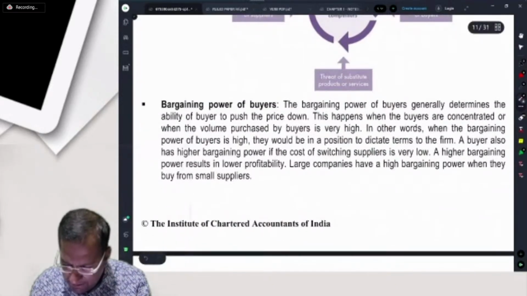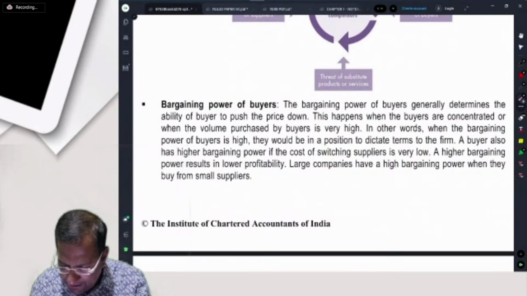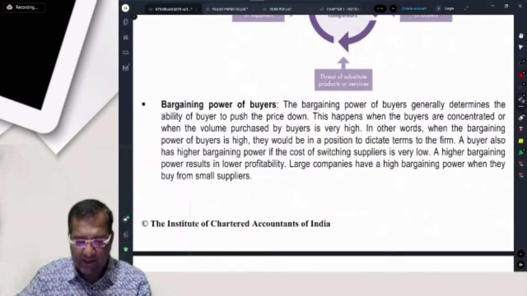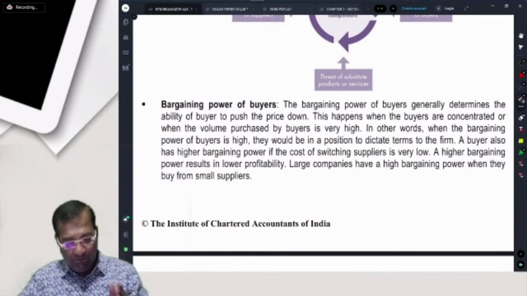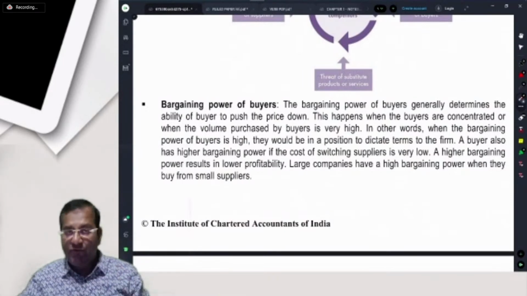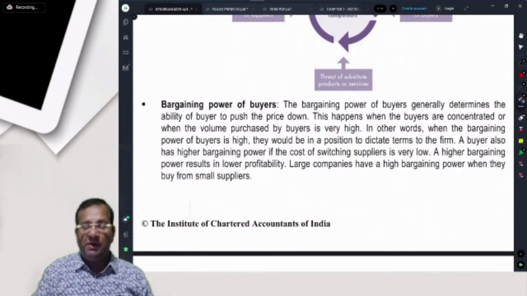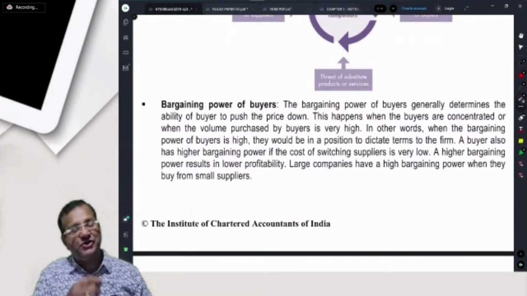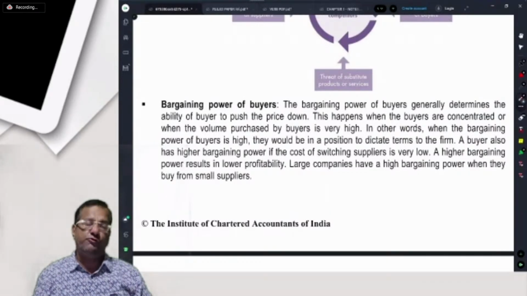If the buyers are concentrated, or when the volume purchased by buyer is on the higher side, then we will say the bargaining power of buyer is on the higher side. When the buyers are concentrated, what do you mean by concentrated? Few customers are there which purchase the majority of the goods from the market.